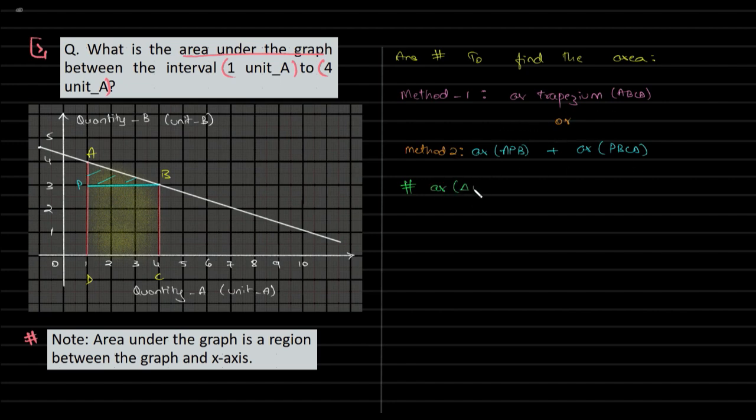First, we'll find the area of triangle APB, which is half into base into height. Since it's a right angle triangle, it is easier to figure it out. Now, this would be half into, what is the base length? The length of the base is PB and the height is AP. So what is PB over here? Half into base PB, same as DC, which is 4 to 1, and AP is 4 to 3.